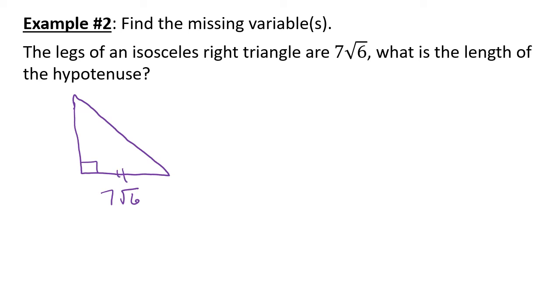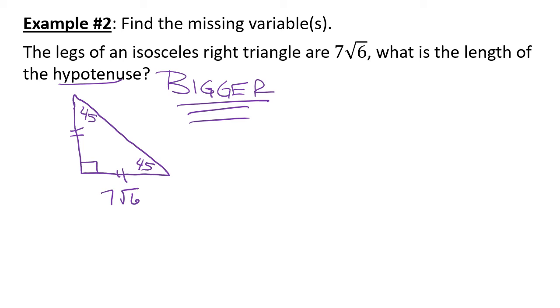They tell you your triangle is isosceles right, so either you can think about that as my legs are congruent, which also means that my angles are 45, 45. They want the length of the hypotenuse, which means, for all practical purposes, that I'm getting bigger. And anytime I'm getting bigger, that tells me I need to multiply. So 7 square root of 6 times the square root of 2.